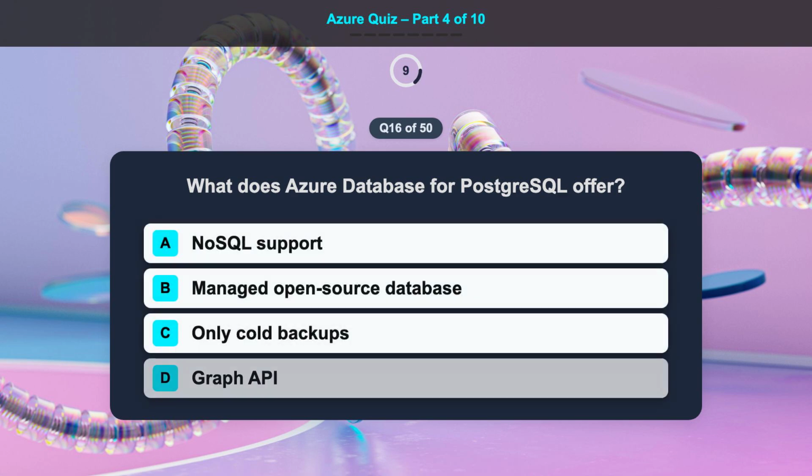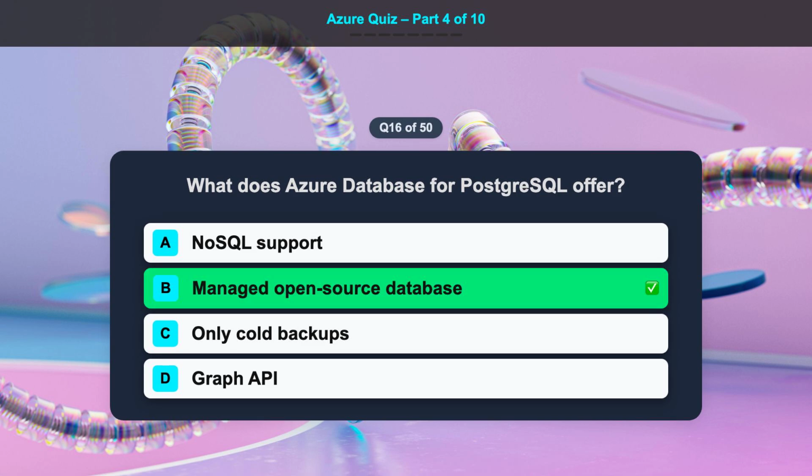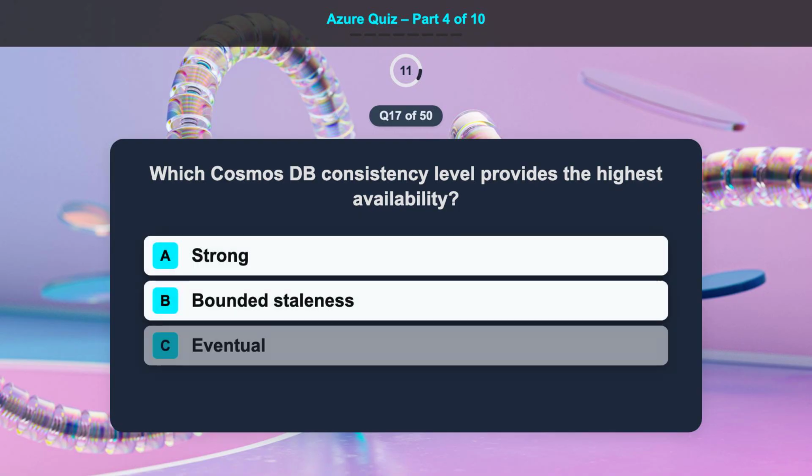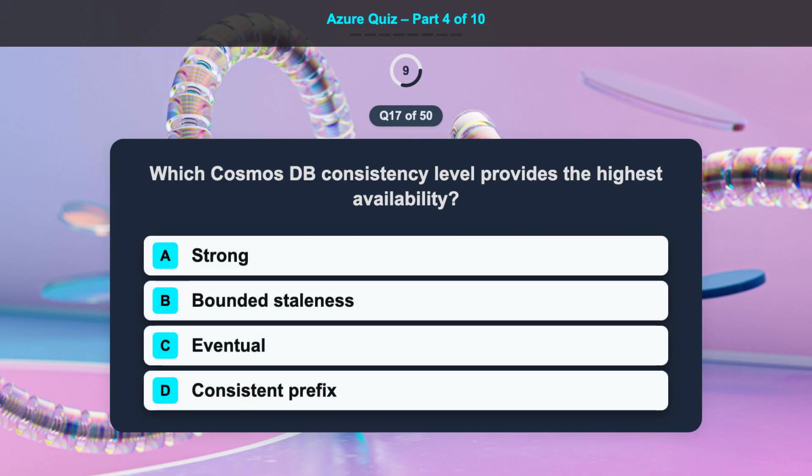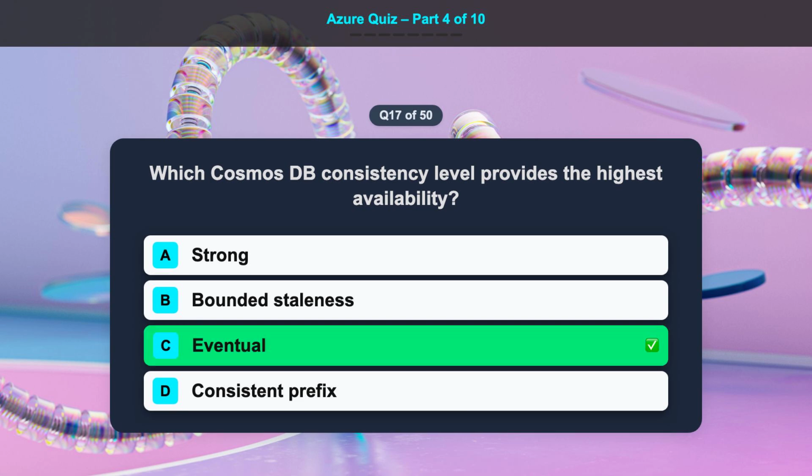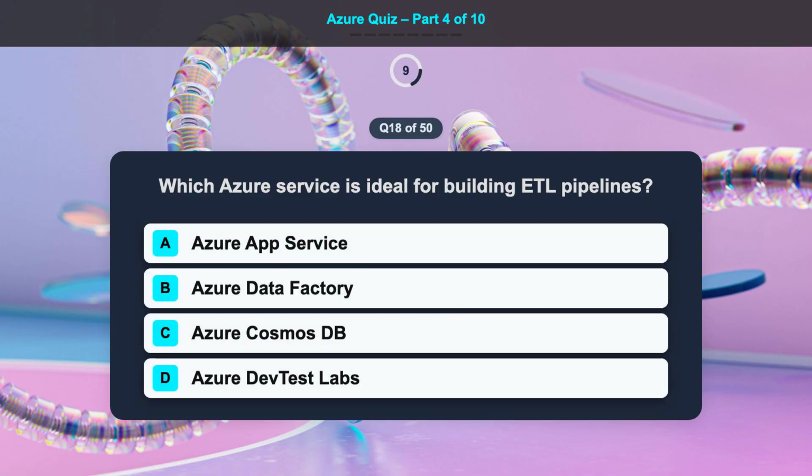Question 16. What does Azure Database for PostgreSQL offer? Question 17. Which Cosmos DB consistency level provides the highest availability? Question 18. Which Azure service is ideal for building ETL pipelines?